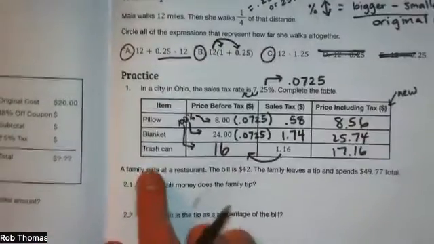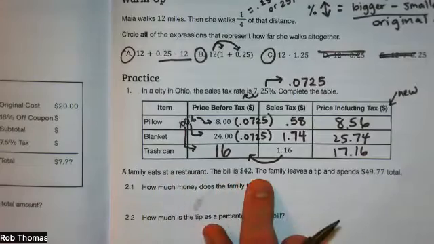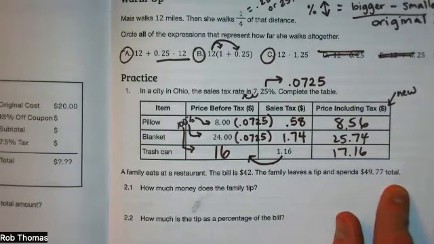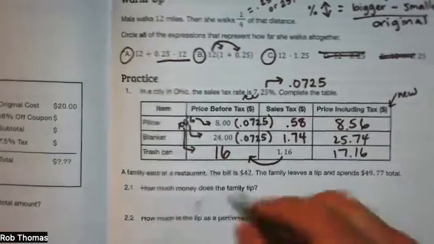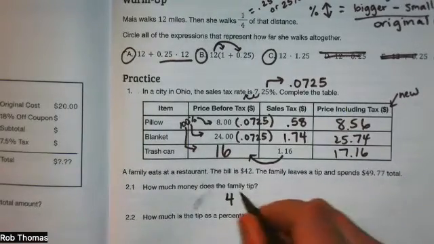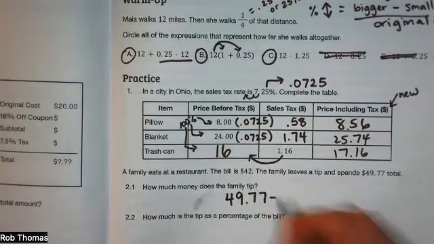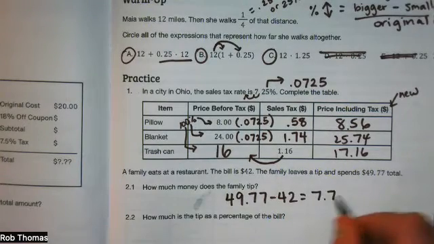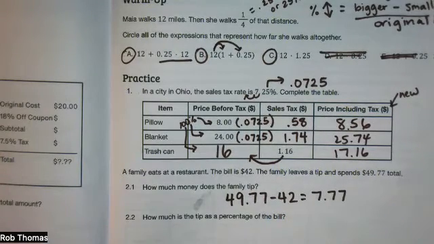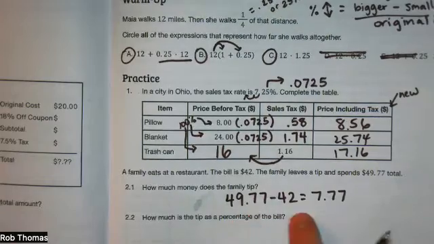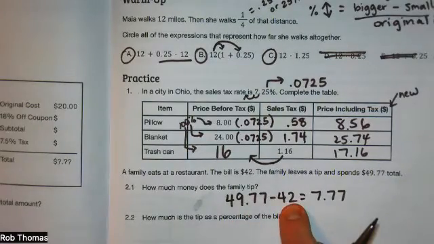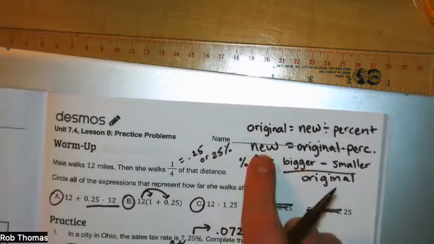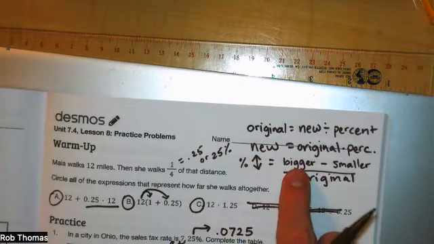Okay, so it says a family eats at a restaurant. The bill is $42. The family leaves a tip and spends $49.77 total. How much did the family tip? Well, let's find the difference. $49.77 minus 42 is $7.77. Notice that I took the bigger number and subtracted the smaller number. That's exactly what this equation here for percent increase and decrease says to do first, bigger minus smaller.